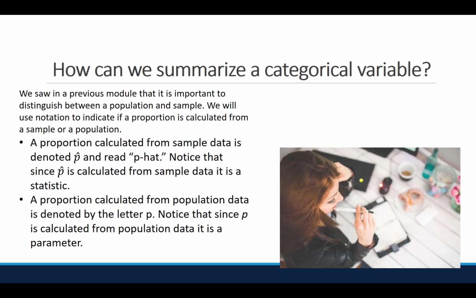Notation for a proportion. We saw in a previous module that it's important to distinguish between a population and a sample. We will use notation to indicate if a proportion is calculated from a sample or from a population. A proportion calculated from sample data is denoted p-hat. Notice that since p-hat is calculated from sample data, it is a statistic. A proportion calculated from population data is denoted by the letter p. Notice that since p is calculated from population data, it is a parameter.